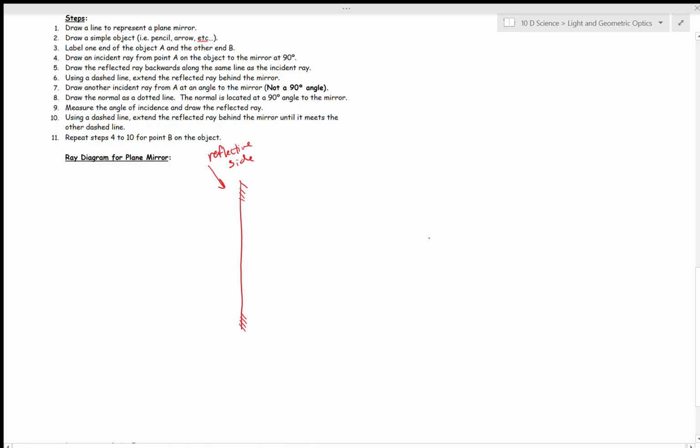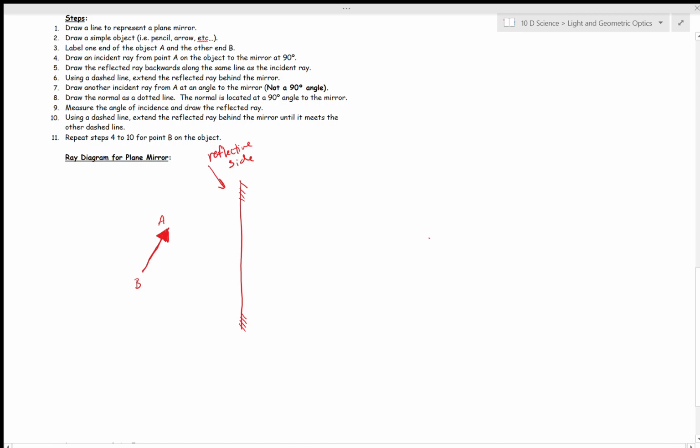The second step is to draw a simple object. Now, for all of these ray diagrams that I'm going to be doing in the course, I am going to be using arrows to represent. So I know it says draw a simple object with a pencil. I always draw an arrow. So I'm going to draw my arrow right here. Now, of course, use a ruler for drawing the arrow. Arrows are great because it's easy to distinguish one end of an arrow from another because it's got the point on the end. And then it says label one end of the object point A, so we will do that. This side is point A, and the other end of the object is point B.